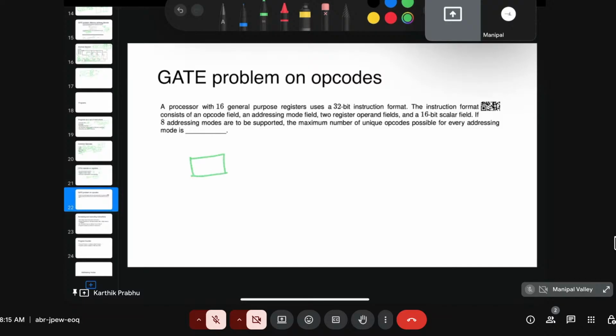some number of bits for the opcode, some number of bits for an addressing mode, some number of bits for two registers, R1 and R2. This is op, this is addressing, R1, R2, two registers, and some number of bits for a scalar field, right? So we are saying that this entire thing needs to be 32 bits.